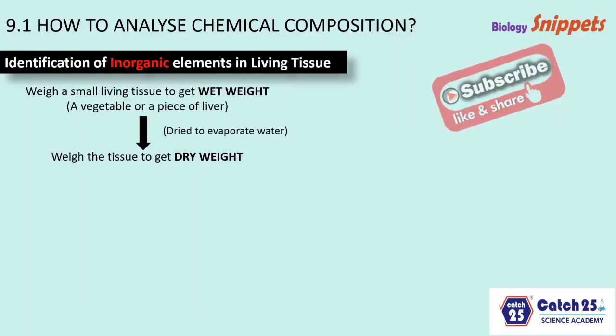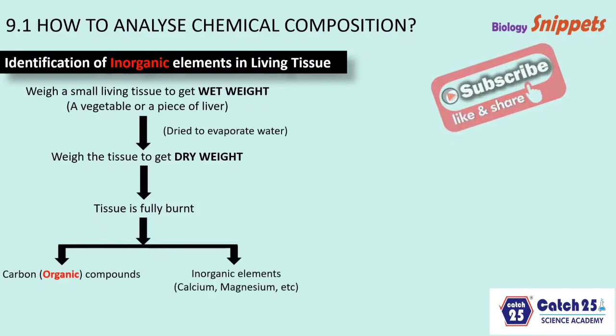So the first step is to weigh the tissue. Note this weight as wet weight. Now dry the tissue by evaporating the water content of the tissue. Weigh the tissue again. Note the weight as dry weight. The next step is we burn the tissue in the presence of oxygen.